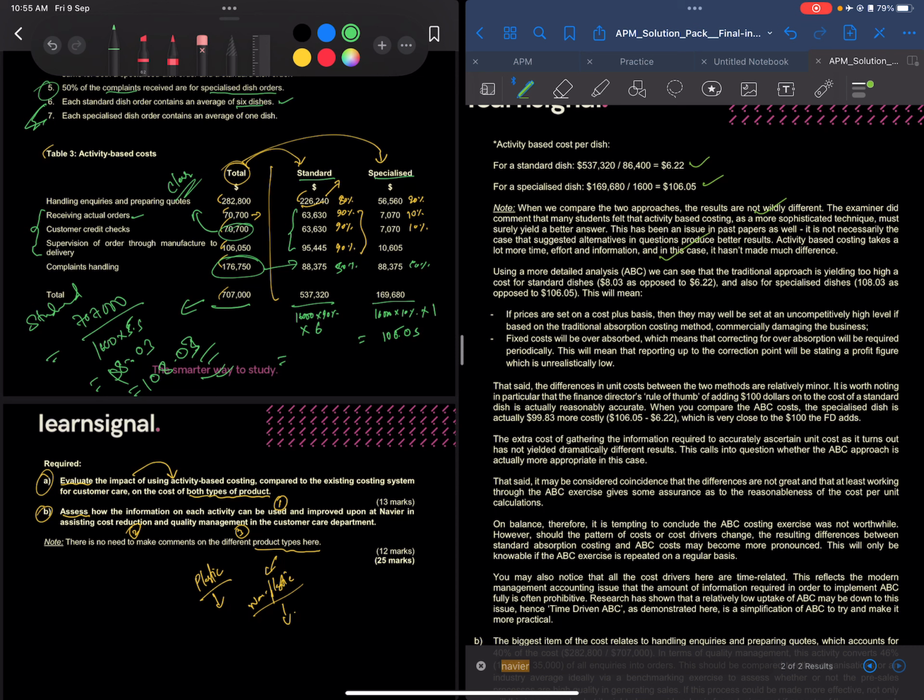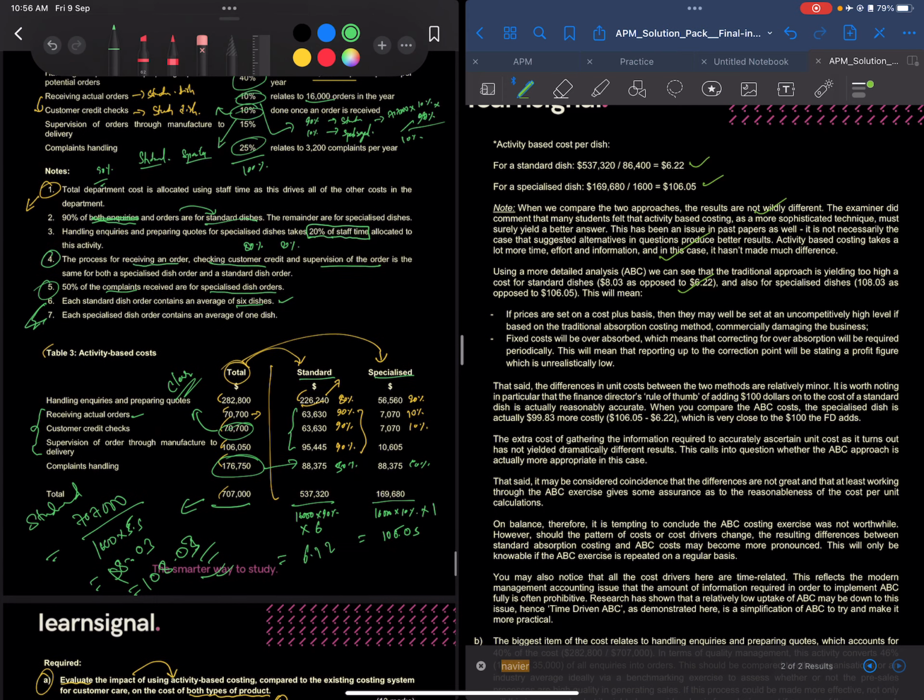Next, using detailed ABC, we see that the traditional approach is yielding too high a cost. It's yielding 8.03, as opposed to 6.22. For the specialized one, as opposed to 106, it's yielding 108.03. So of course there is a difference. This will mean that if prices are set on a cost plus basis, right? So right now, what's the price?